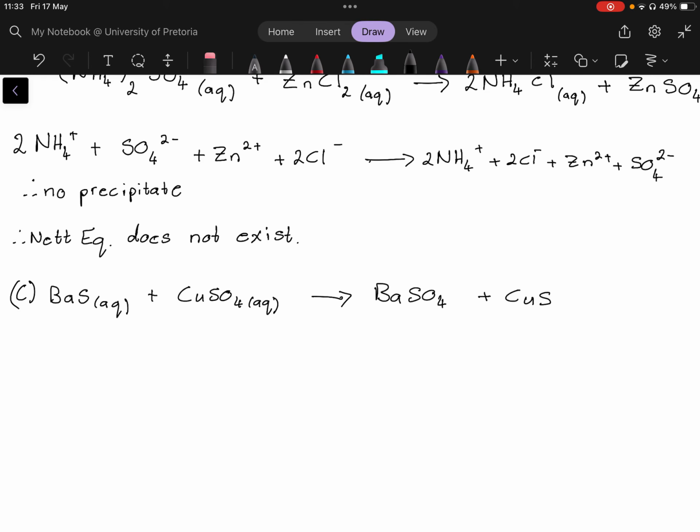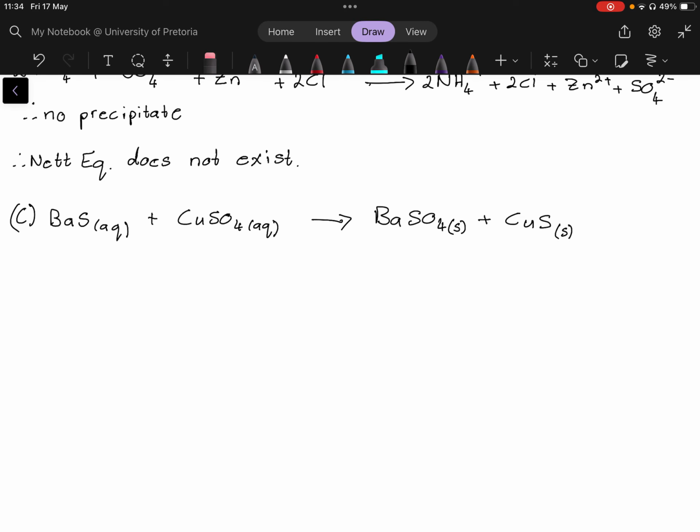And now we need to check what the states or the phases of these are. And you'll see that barium sulfate is a solid. Most sulfates with group 2 metals, or specifically barium. And then the sulfide one is also a solid. Copper sulfide is also a solid. All right, so that's our molecular equation. We see we form 2 solids.